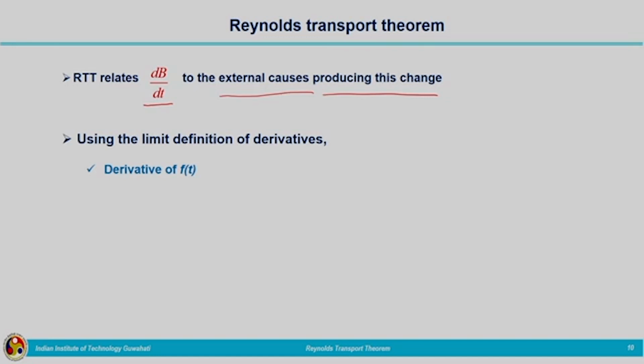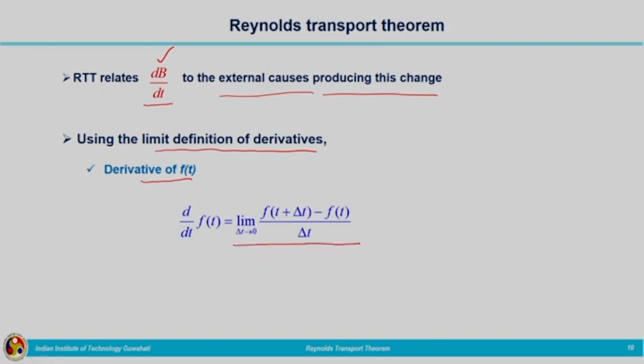Now for getting the time rate of change of extensive property dB by dt, we can make use of the limit definition of derivatives, that is from the basics of calculus. The derivative of a function f of t is given by d by dt f of t is equal to limit delta t tends to 0, f of t plus delta t minus f of t, divided by delta t. We know the derivative of a function based on the limit definition. So the same thing we are going to apply here in the case of extensive property also.